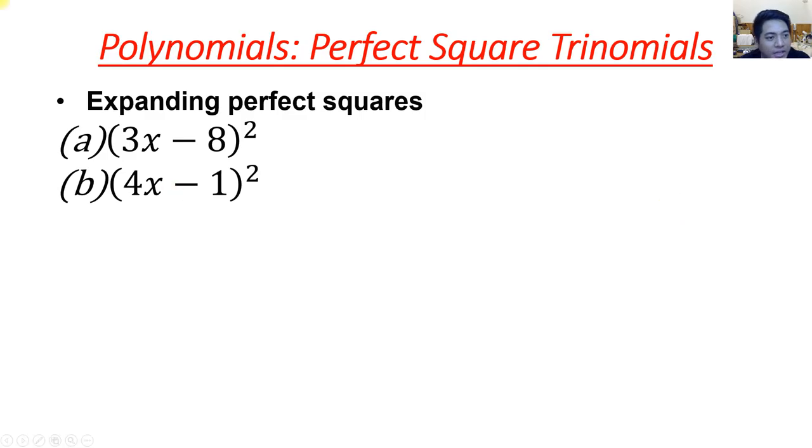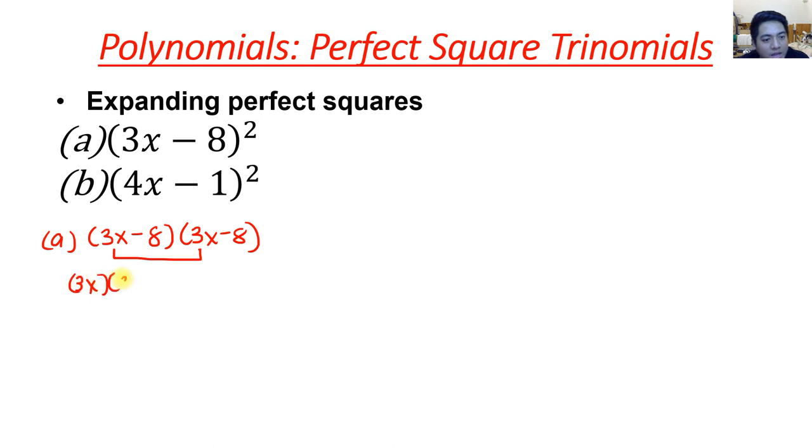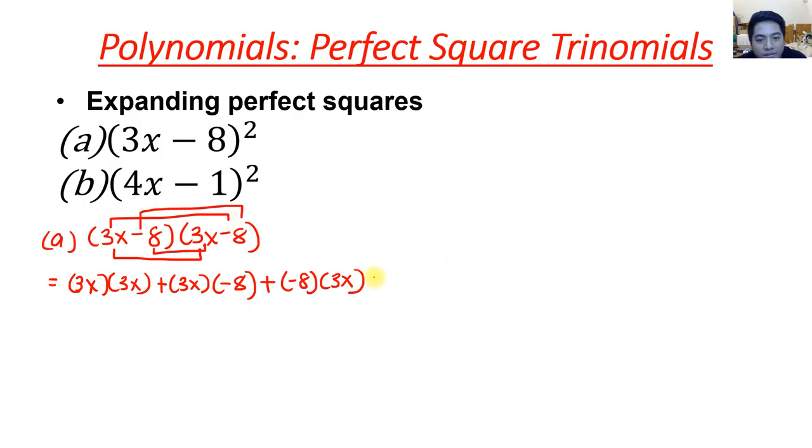So, expanding the perfect squares, we can do this in two ways. We can use FOIL, 3x minus 8, and then 3x minus 8. Okay, I'll use this first. So you have first, 3x times 3x. Okay, we have outer, plus 3x minus 8. You always write plus. Okay, inner is negative 8 times 3x. And then last, we have negative 8 times negative 8.